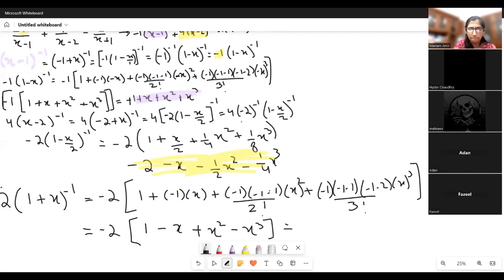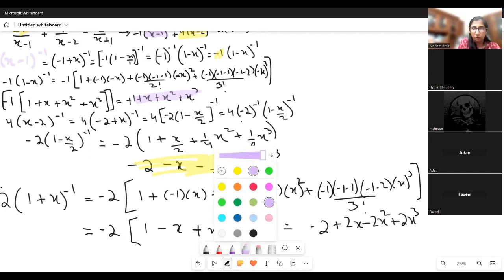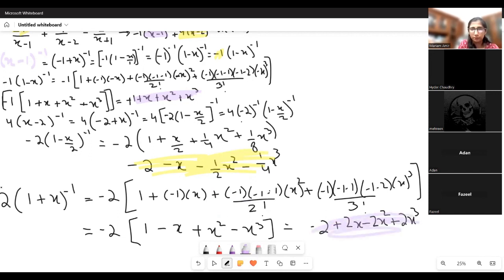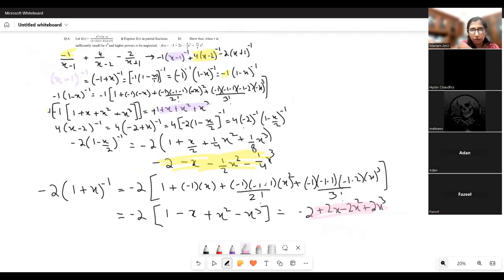which is minus 2 plus 2x minus 2x square and plus 2x cubed. Right? Minus 2 plus 2x minus 2x square plus 2x cubed. So that is the third expression completely expanded. Now you add all of these and that would be the final answer. Add all three of these.